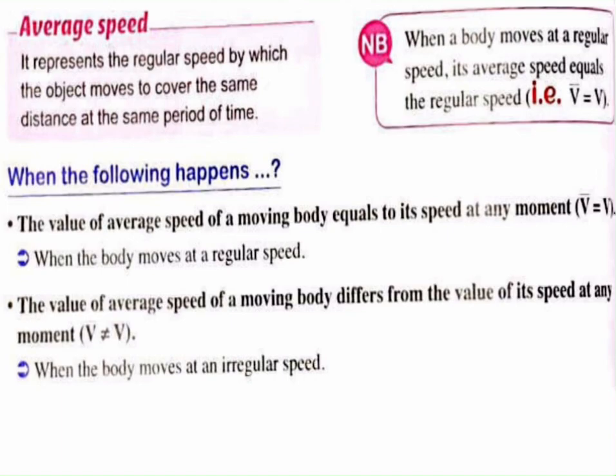It represents the regular speed by which the object moves to cover the same distance in the same period of time. When the body moves at regular speed, its average speed equals the regular speed. This point is very important, guys. If the object covers equal distances in equal times all the time, then I am talking exactly about the average speed, as if I am talking exactly about the regular speed. Okay, so v dash equals v.